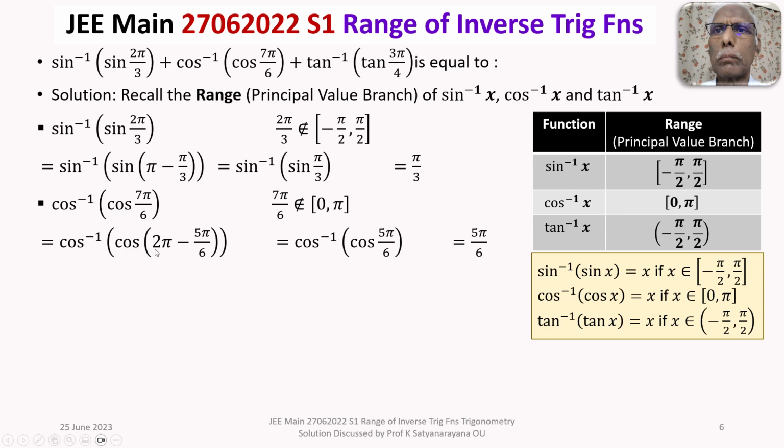So, cos of 2 pi minus 5 pi by 6 is in the fourth quadrant. Cos of this 2 pi minus 5 pi by 6 is cos 5 pi by 6. Now, we successfully brought this 5 pi by 6 into the principal value branch of cos inverse x, namely 0 to pi. 5 pi by 6 belongs to the closed interval 0 to pi. Therefore, cos inverse of cos 5 pi by 6 is 5 pi by 6.